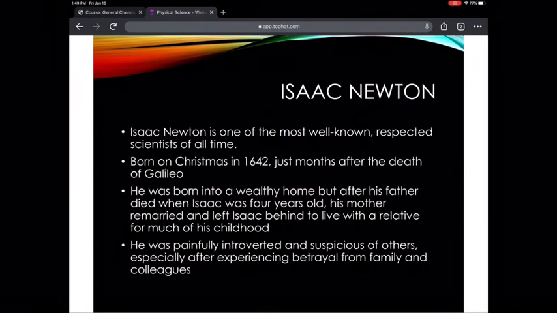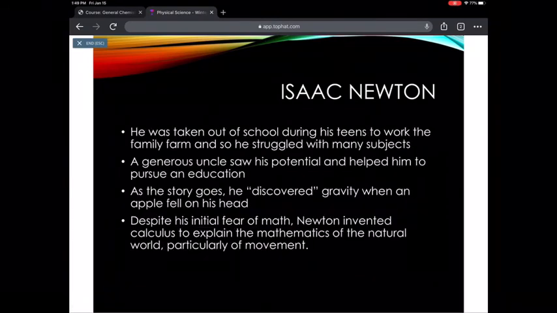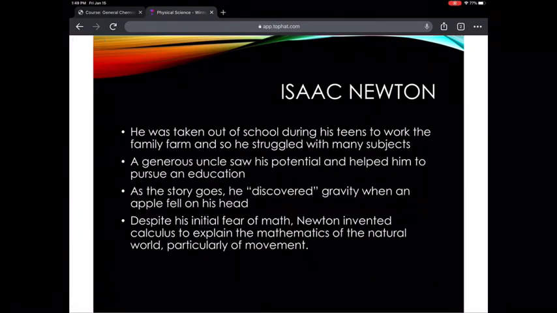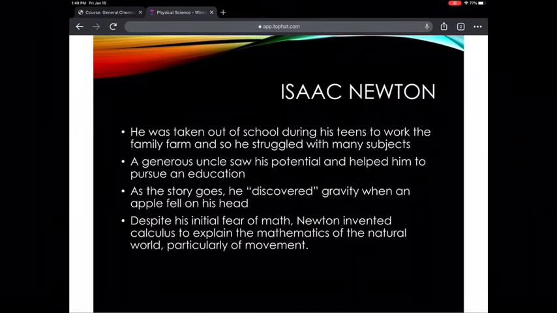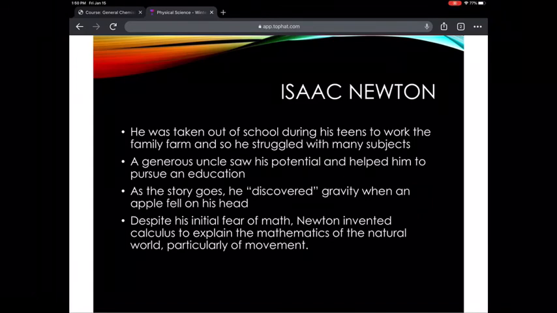So Isaac Newton was a bit of an outcast in his social world. He had a hard time making friends, and he had a hard time trusting people. He was taken out of school during his teens to work on their family farm, and so he struggled with many subjects. His family deemed him not smart enough to continue investing in his education. A generous uncle later on saw his potential and helped him to pursue an education, though, and got him into a university where he was able to study things that really interested him.